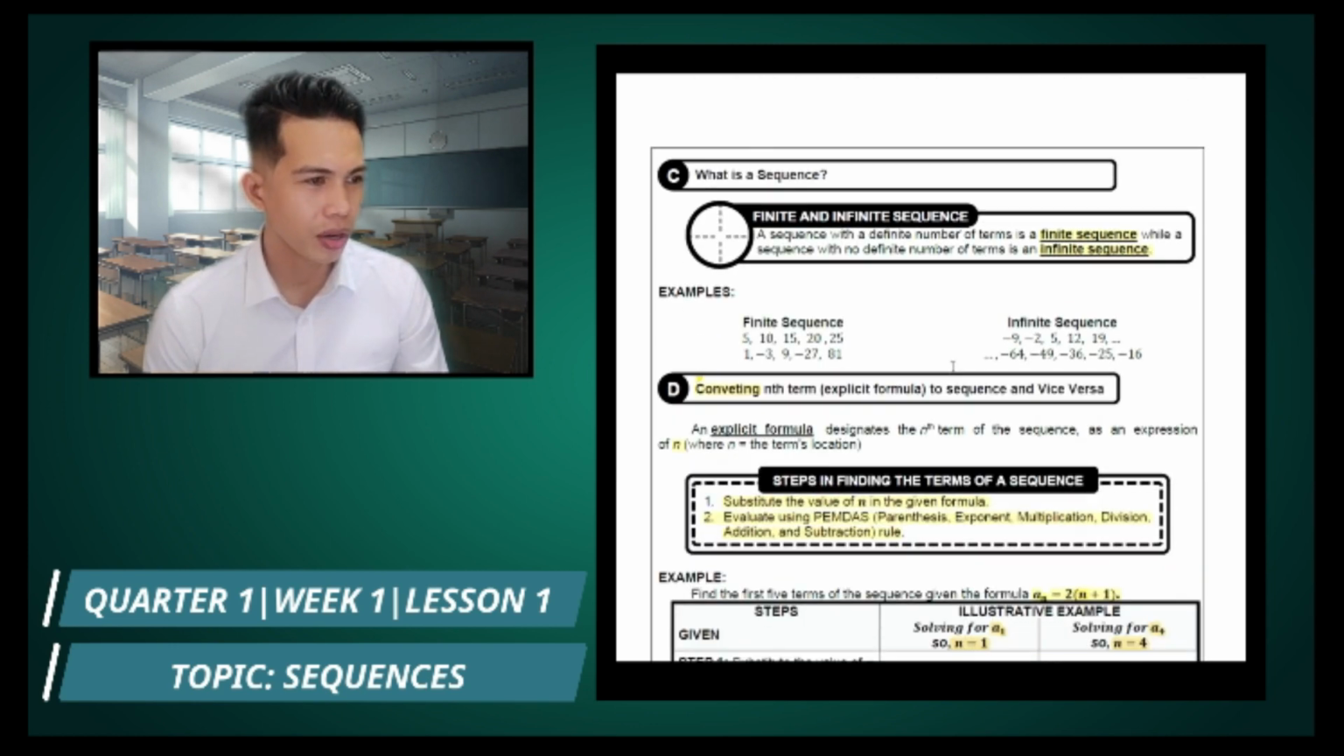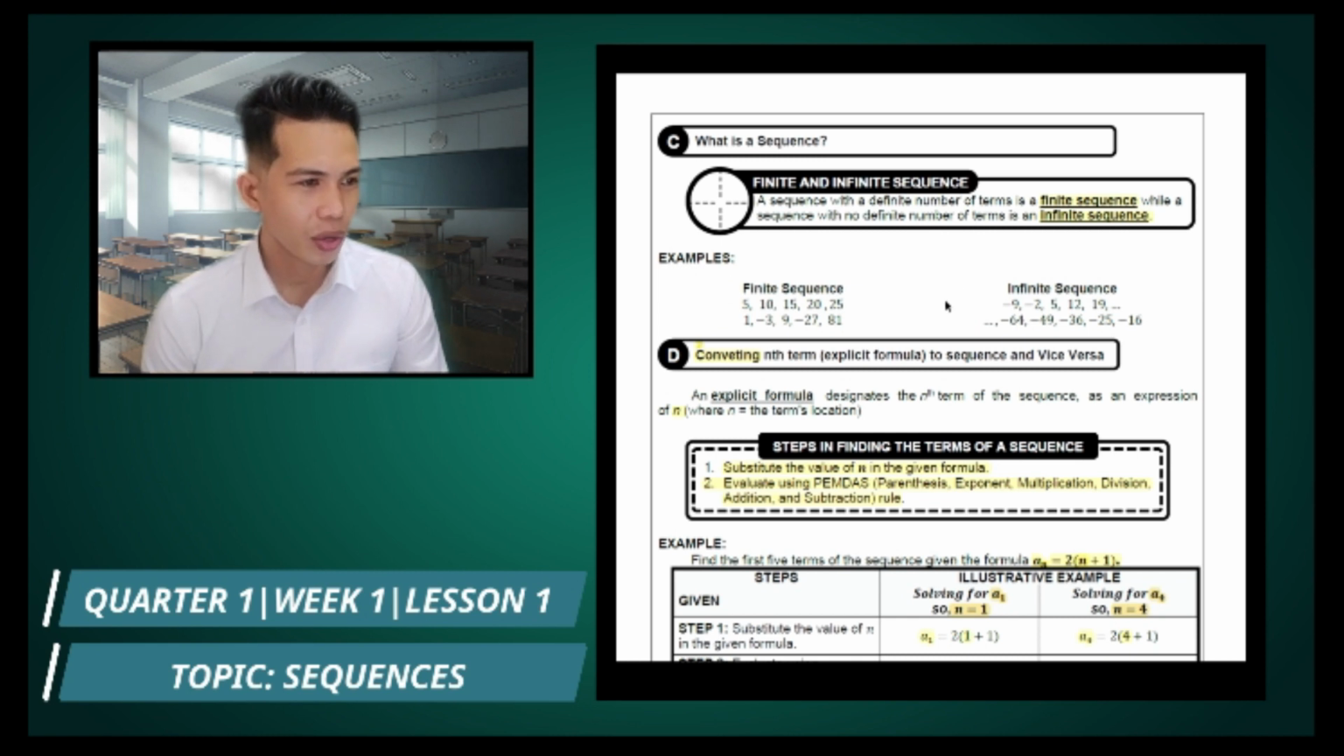Now let's proceed on the two types of sequence. We have the finite and infinite sequence. A sequence with a definite number of terms is a finite sequence, while a sequence with no definite number of terms is an infinite sequence. So in other words, yung finite sequence, mabibilang mo lang or meron siyang last term. But for the infinite sequence, it's infinite, never ending.